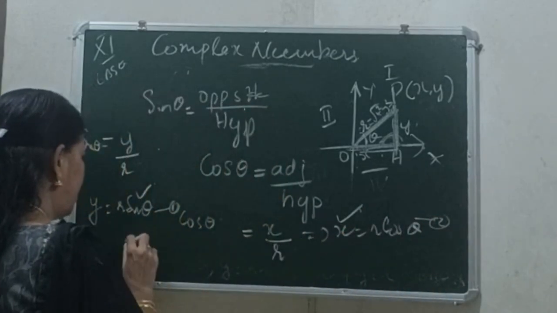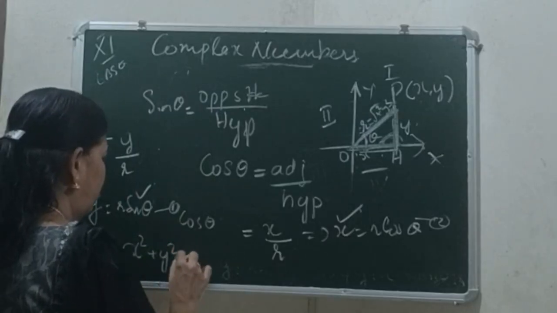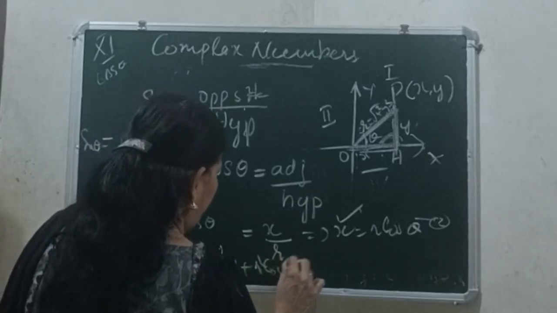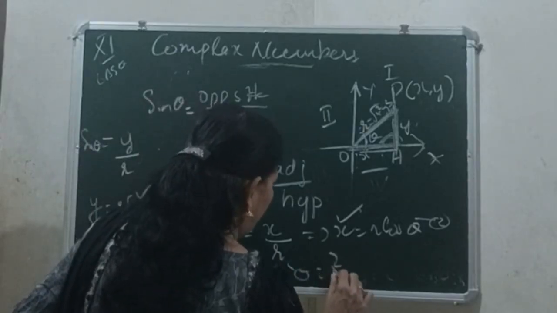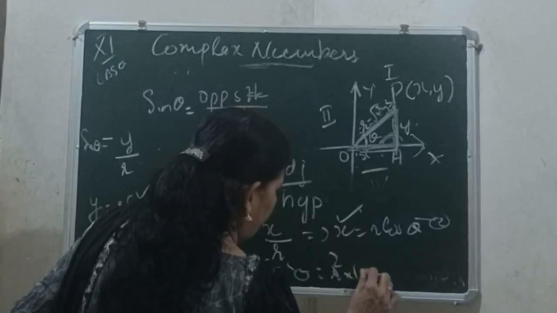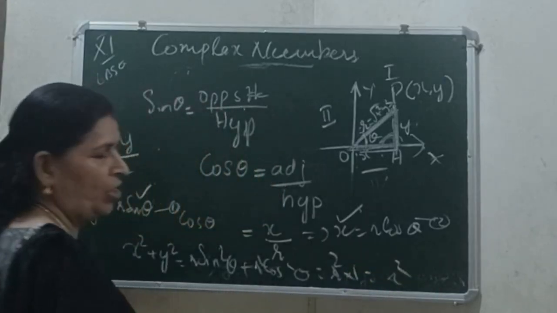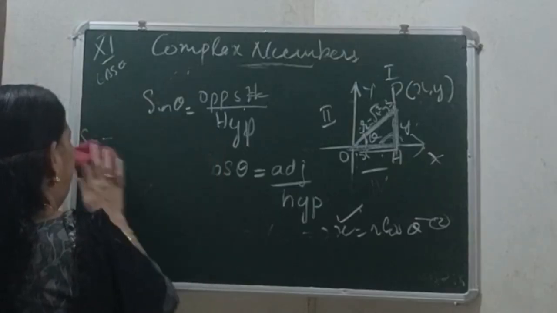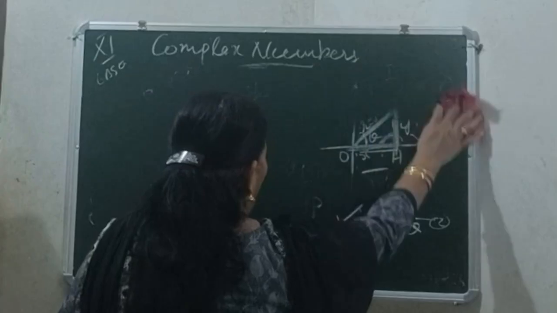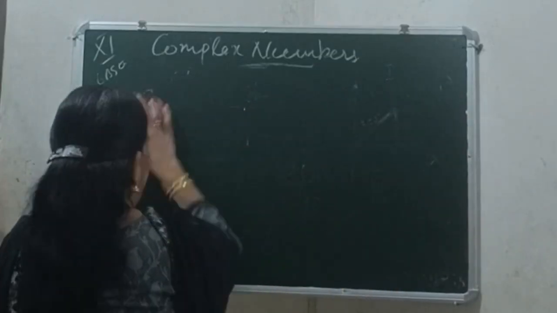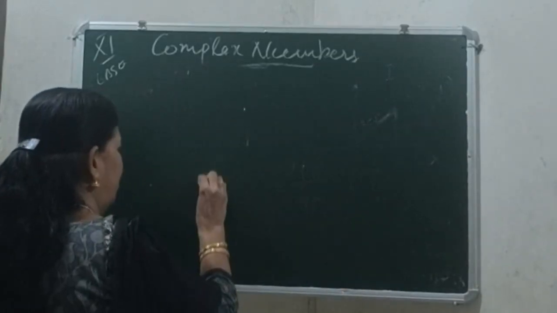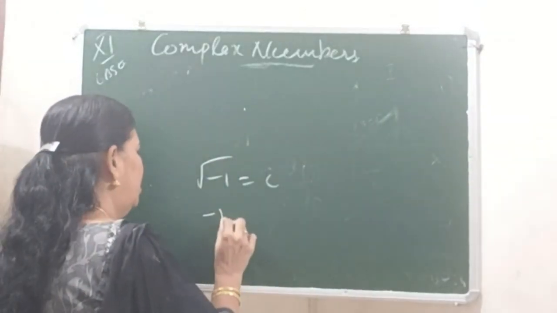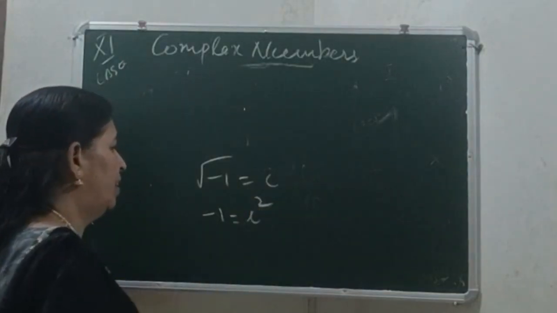Squaring and adding 1 and 2, x square plus y square equal to r square sin square theta plus r square cos square theta, that is r square common, r square into sin square theta plus cos square theta, r square into 1, that is x square plus y square equal to r square. And today we have studied the basic concepts of complex numbers. Square root of -1 equals i, that is imaginary. Squaring, we get -1, that is the value of i square is -1.